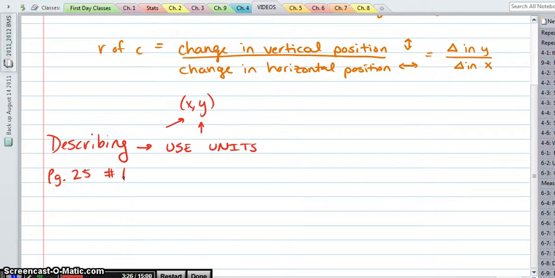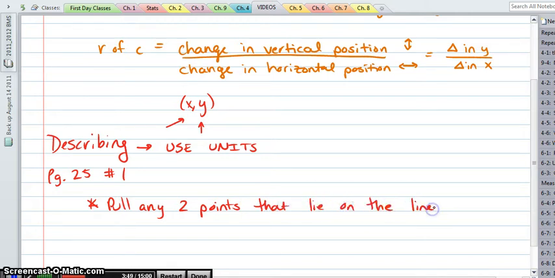And I want to pull any 2 points. Why 2 points? Well, if I have 2 points, I can figure out the change in the vertical position, or y, and the change in the x position. It doesn't matter which 2 points you pull. So pull any 2 points that lie on the line. Don't estimate. Look for points that actually line up with the grid markings. It is much easier that way.